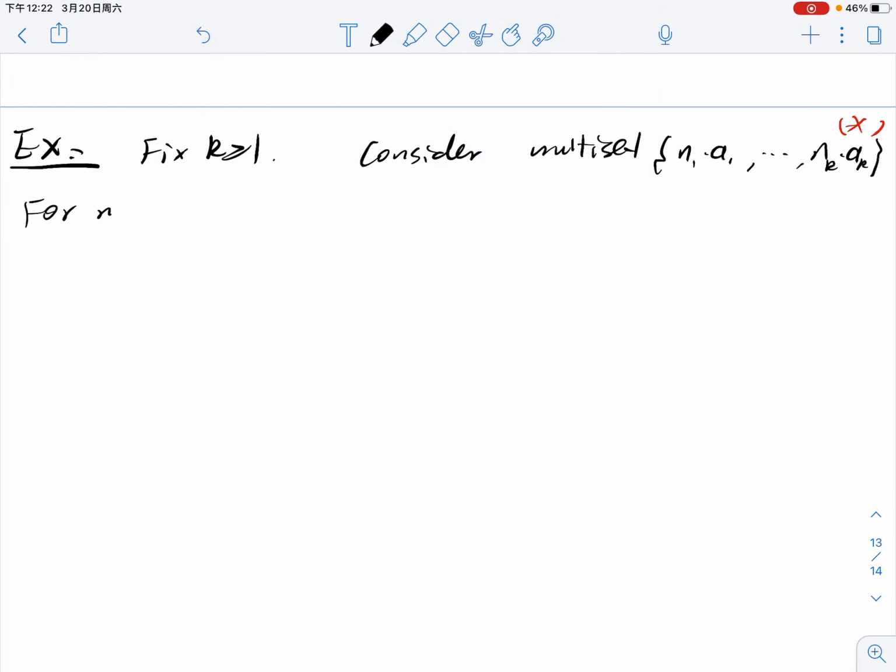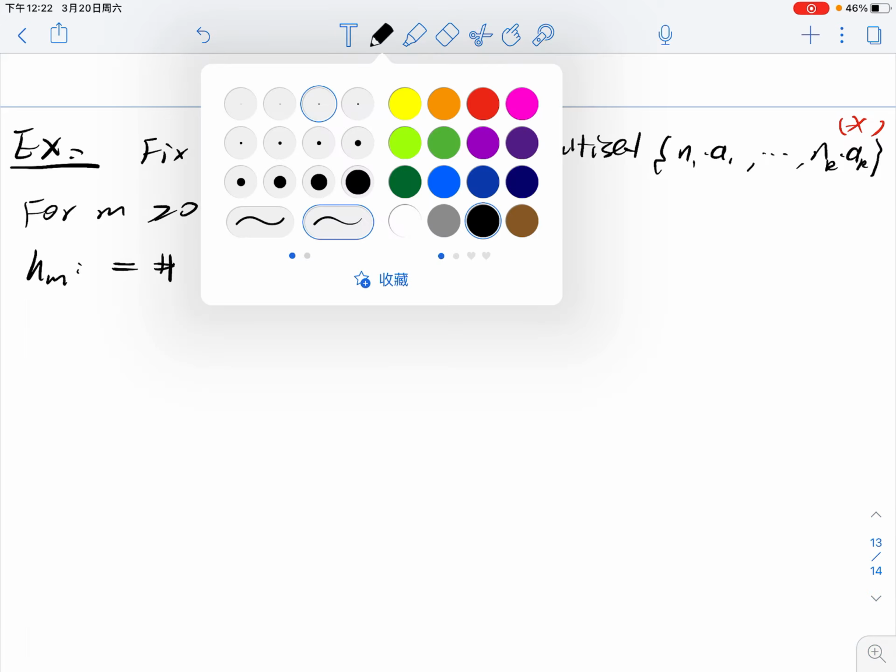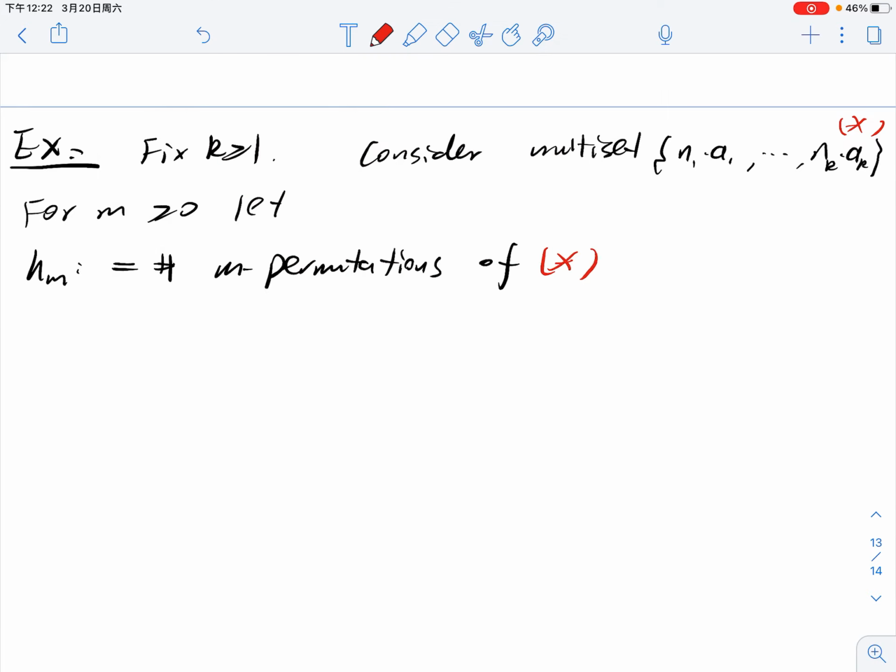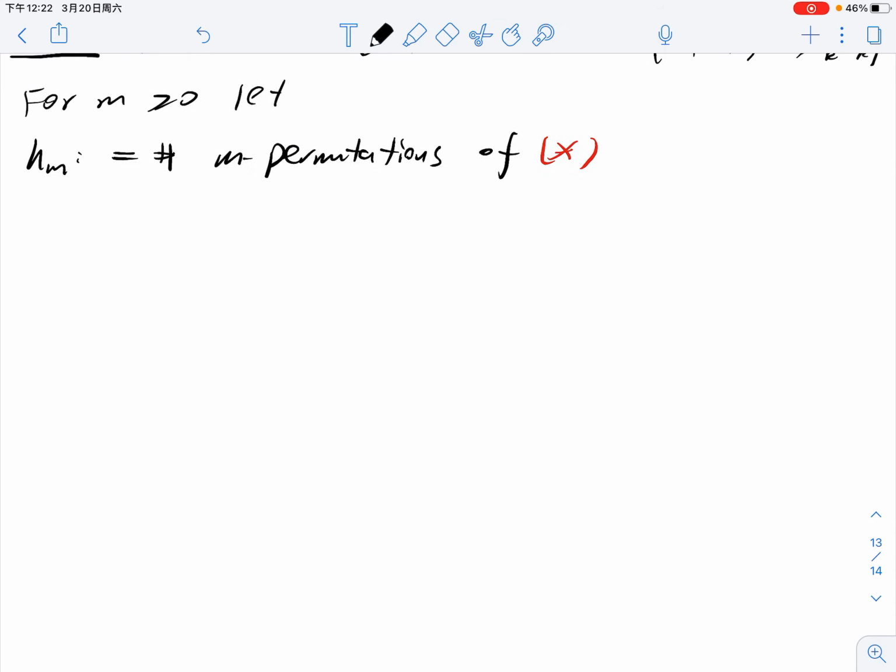And for m non-negative, let h_m be the number of m-permutations of the multiset. And then what is the generating function g(x) of h_m?